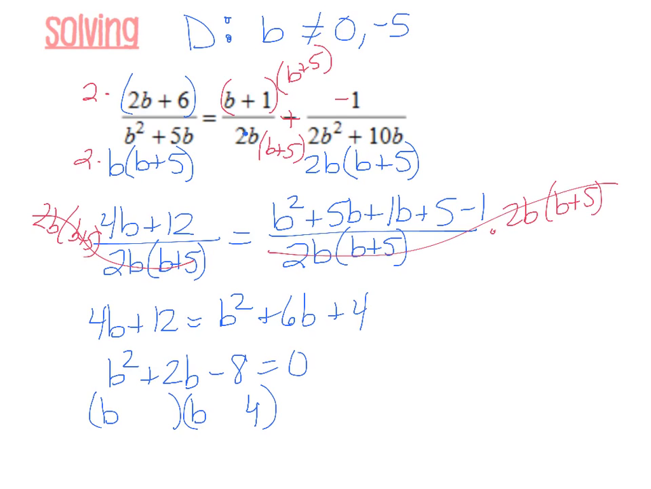Factors of 8 are going to be 4 and 2. I want a plus 4 minus 2. Looks like I'm going to end up with b equals 2 and -4. Go back, check at the original, or with the domain. Does not conflict. I'm happy. Let's go with it.